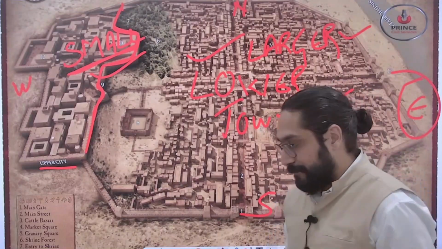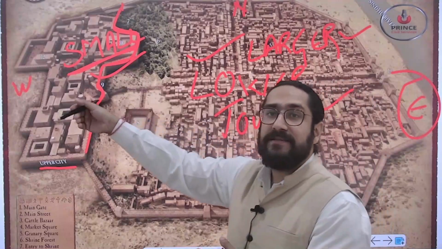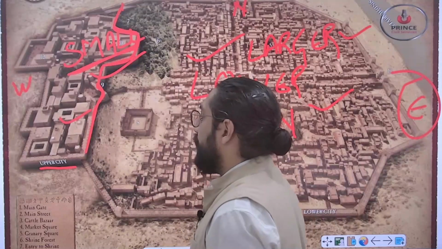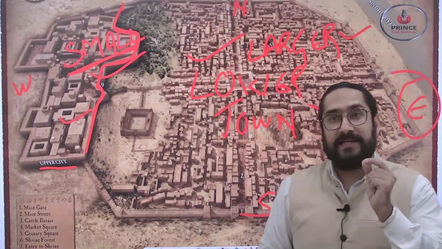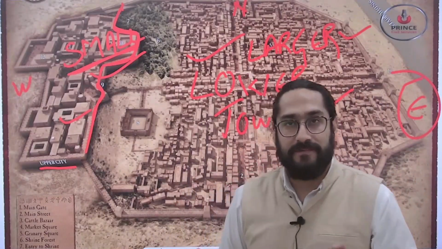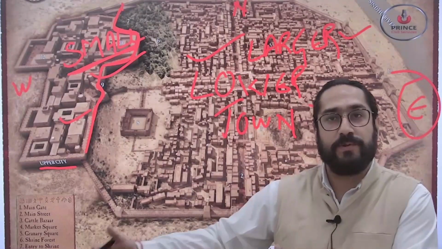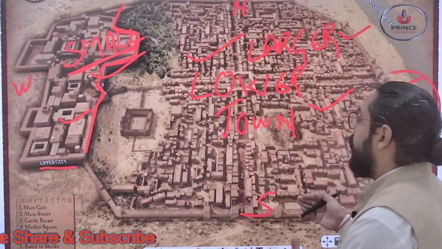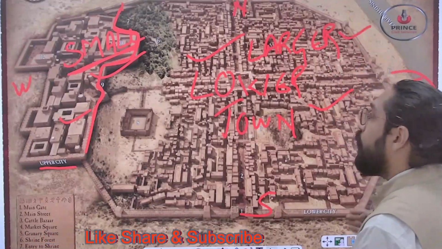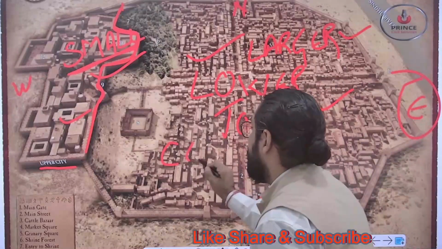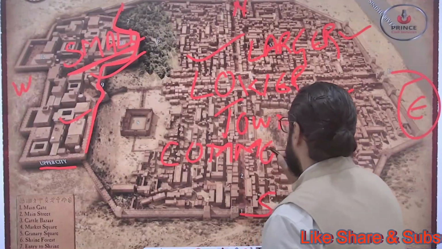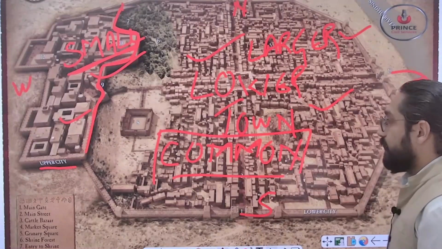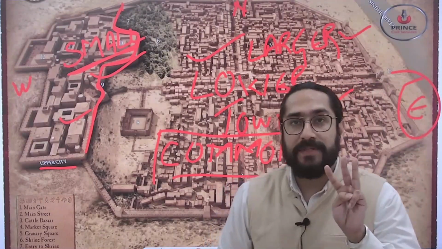Then third point, who lived in these parts? So it is said that in Citadel or the upper city, the ruling class, the influential people used to live, and a smaller population used to live in the Citadel. As compared to Citadel, in the Lower Town, you can see the majority of the population, the common people, the laborers, they used to live in this lower city. So this is the point number 3.